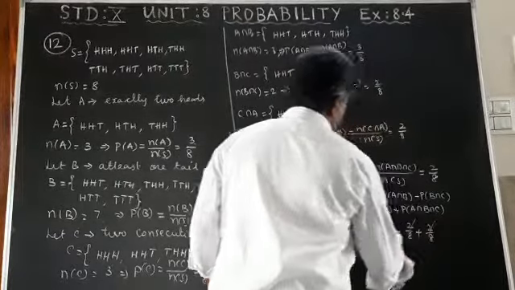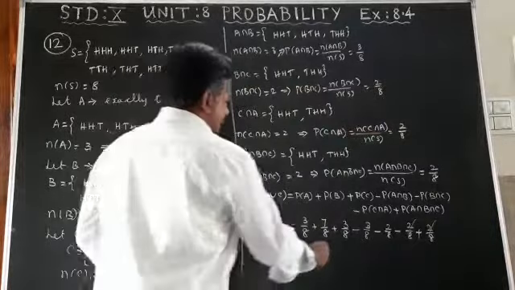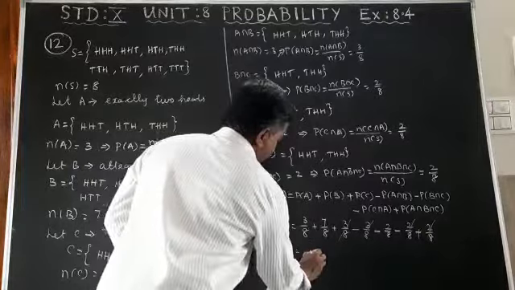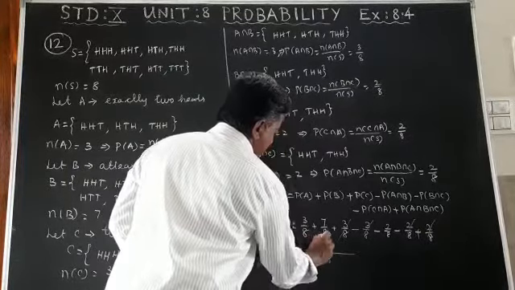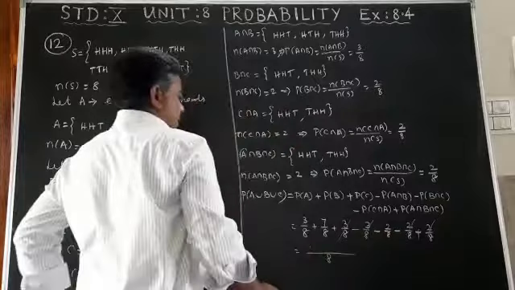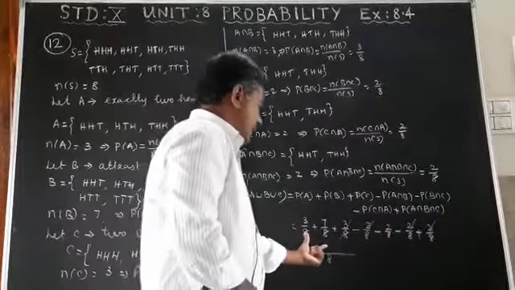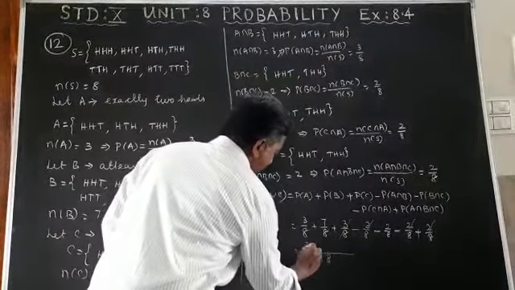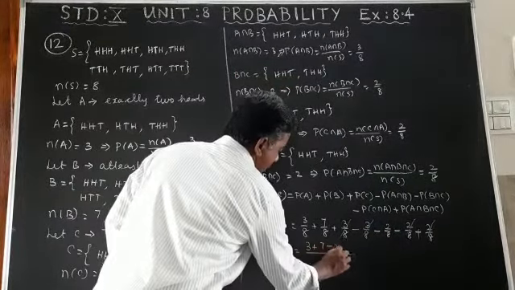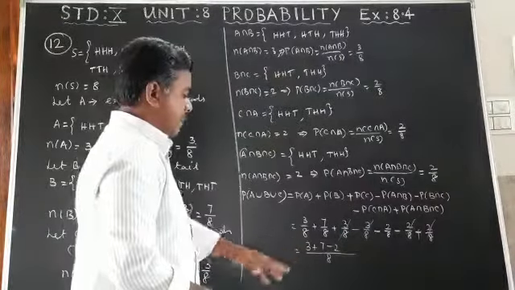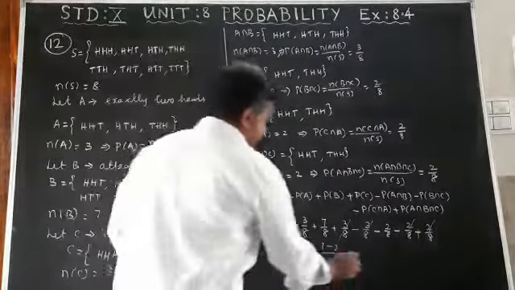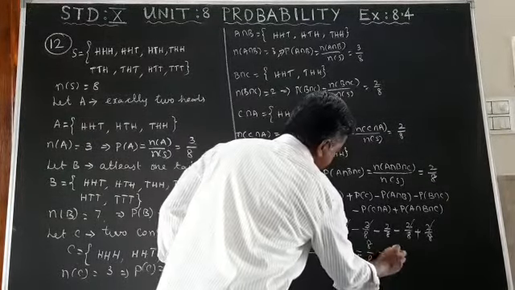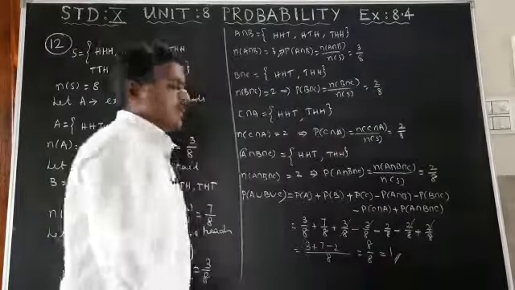So plus 2 by 8 and minus 2 by 8 get cancelled, plus 3 by 8 and minus 3 by 8 get cancelled. So the remaining three numbers have the same denominator, so we can add and subtract the numerators. 3 plus 7 minus 2, 10 minus 2 is 8, so 8 by 8, which is equal to 1. That's all.